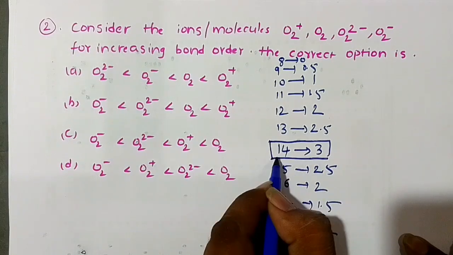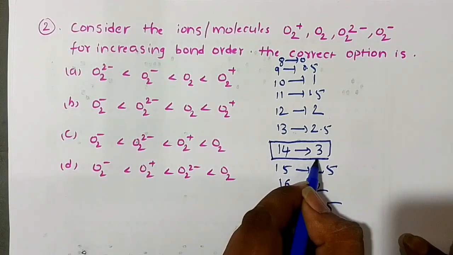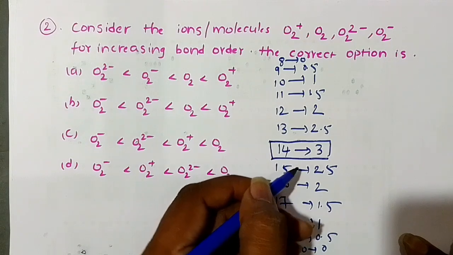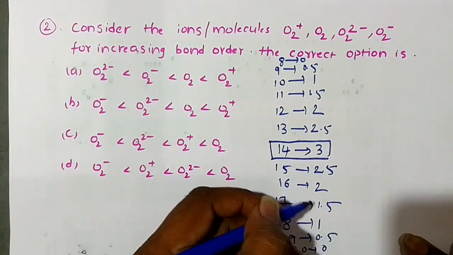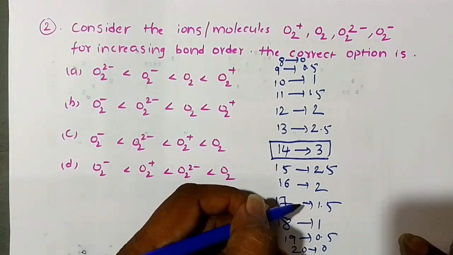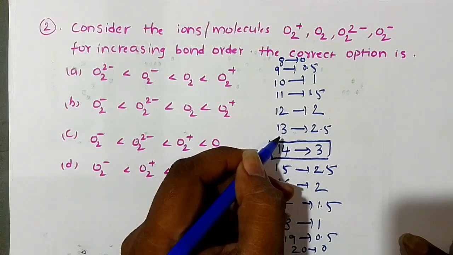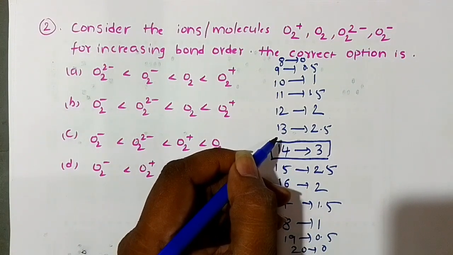We have to remember the bond order of nitrogen N2. The species which contains 14 electrons always has bond order 3. Above 14, the bond order decreases by 0.5 for every 1 electron increase, and below 14, the bond order also decreases for every electron decrease.